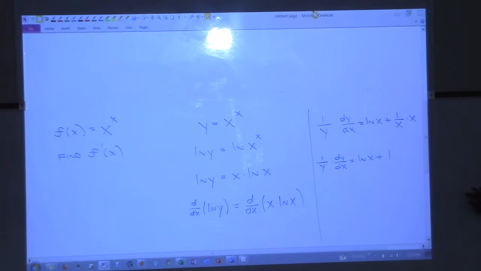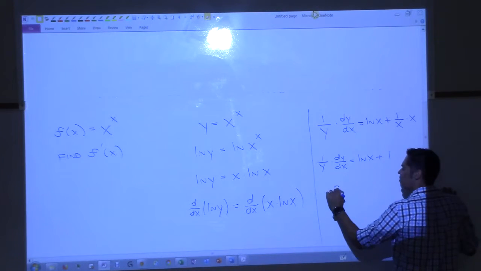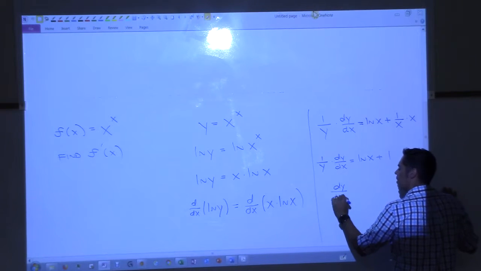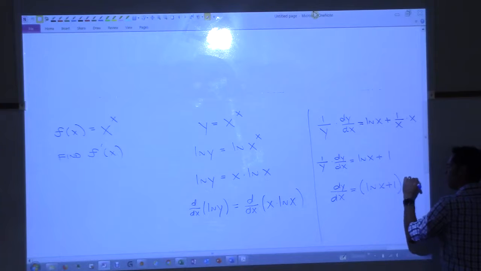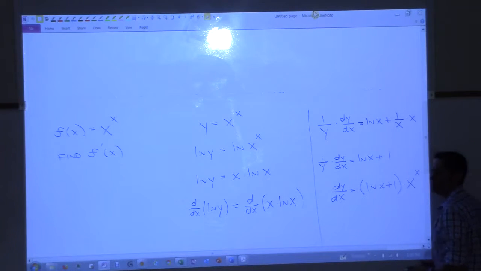Last step, multiply both sides by y. And what is y for us in this problem? x to the x. So natural log x plus 1 in parentheses times x to the x. That's it.